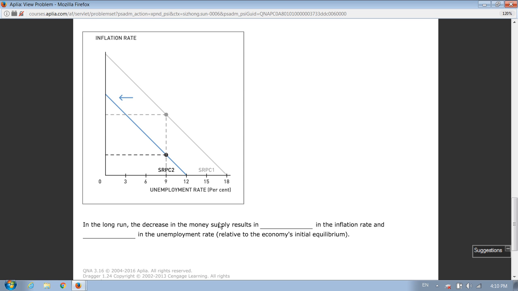So in the long run, the decrease in the money supply results in a decrease in the inflation rate and no change in the unemployment rate.